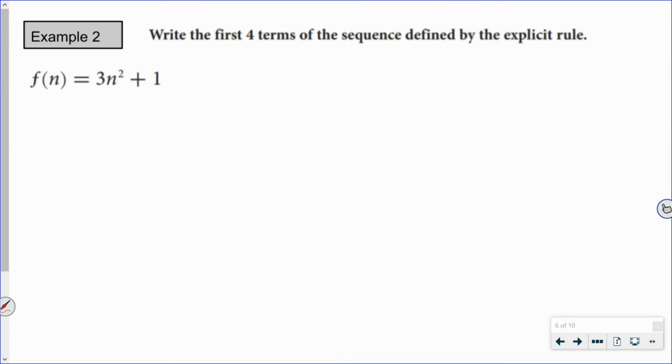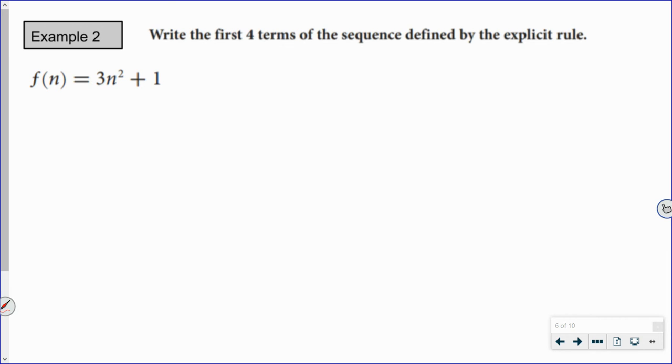So here's a problem for you real quick, and this one is for you to do. Write the first 4 terms of this sequence, and it's defined by this explicit rule. Okay, I'll give you about 3 minutes.